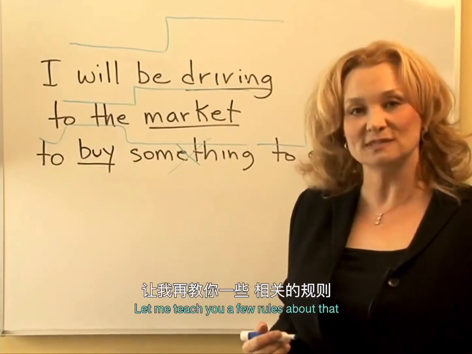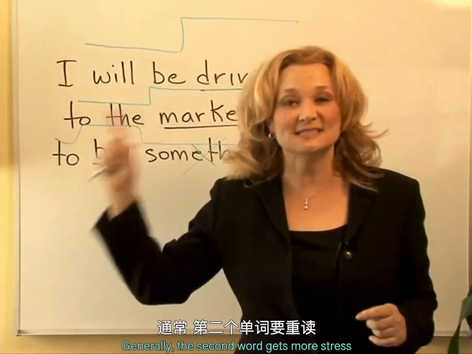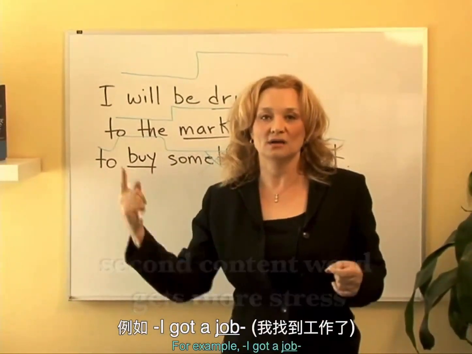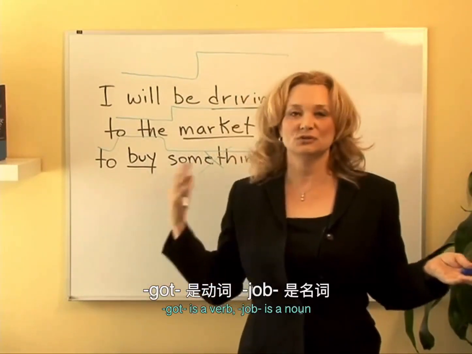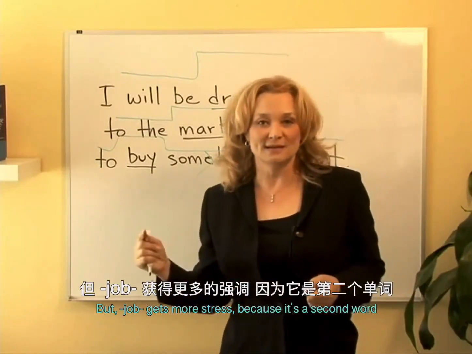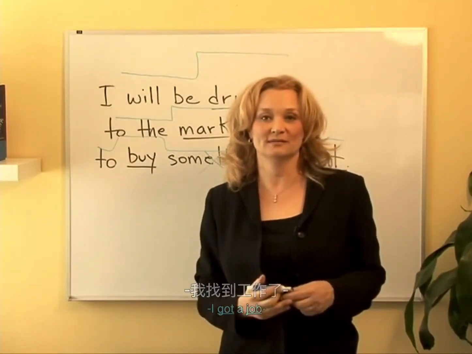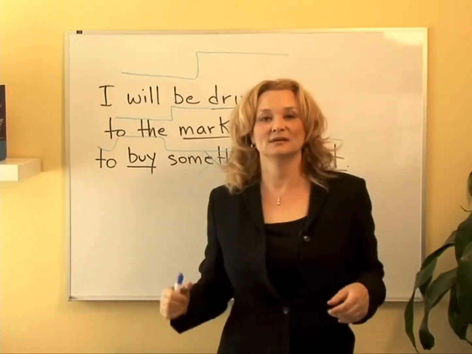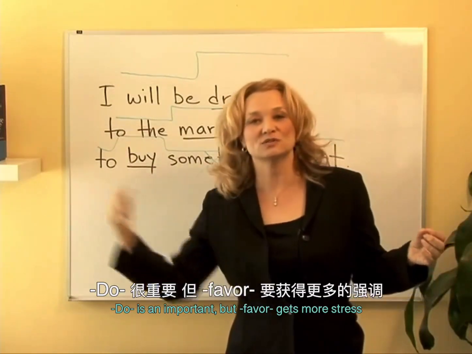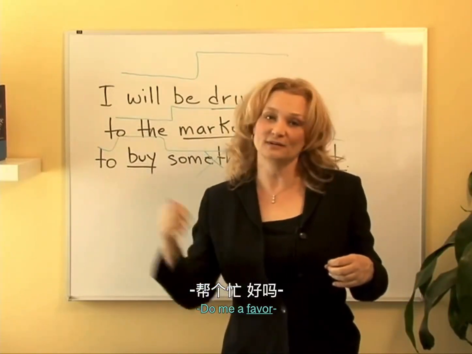Let me teach you a few rules about that. When we have 2 content words, generally the second word gets more stress. For example, I got a job. Got is a verb, job is a noun. They're both content words, but job gets more stress because it's a second word. I got a new job. I got a job. I got a great job. Do me a favor. Do is important, but favor gets more stress because it comes at the end. Do me a favor.